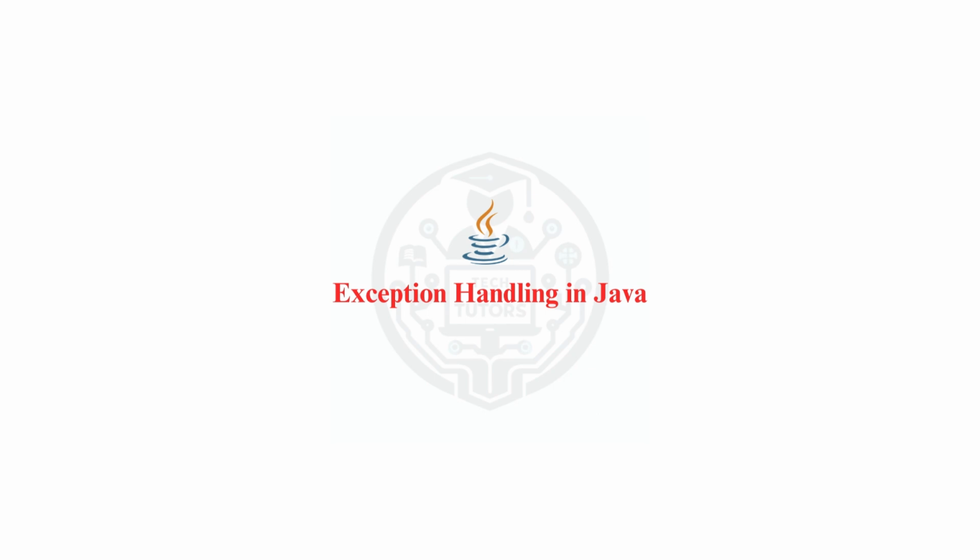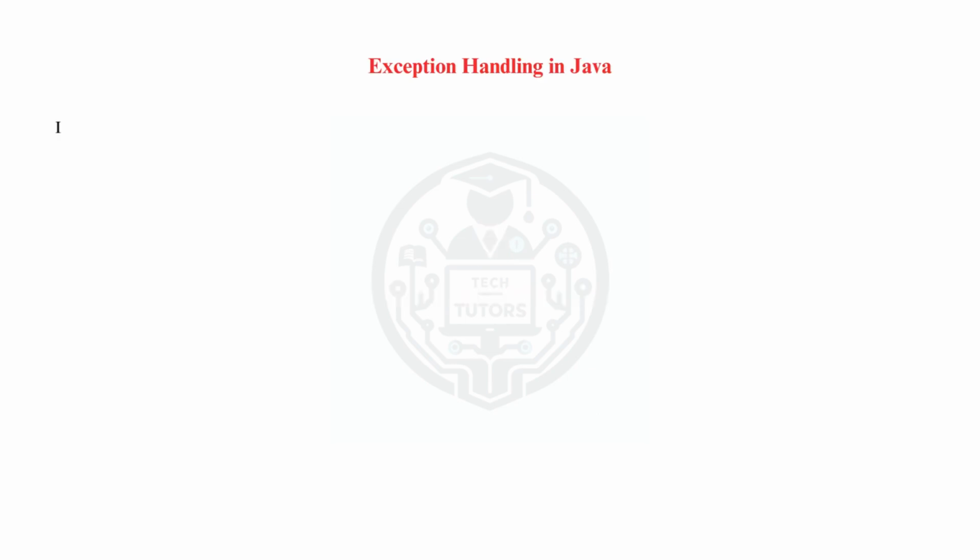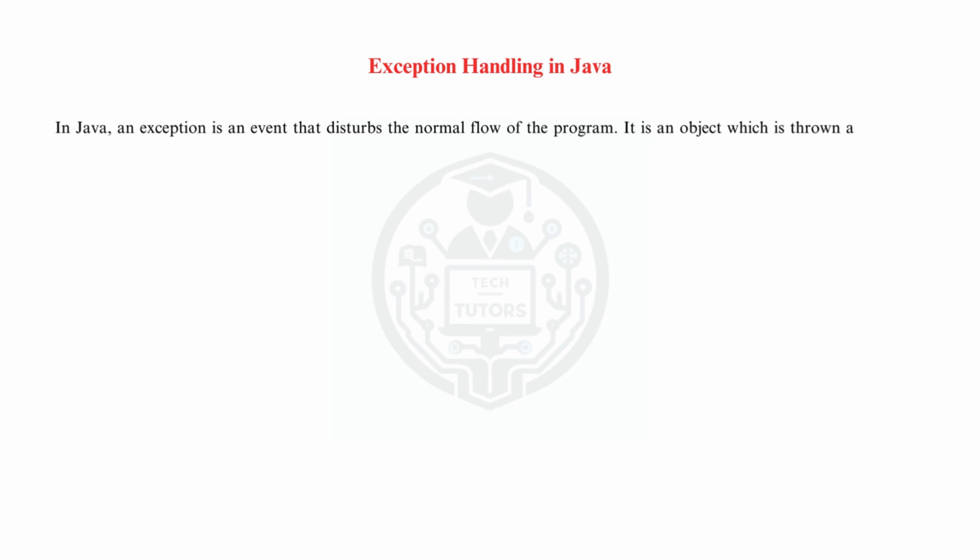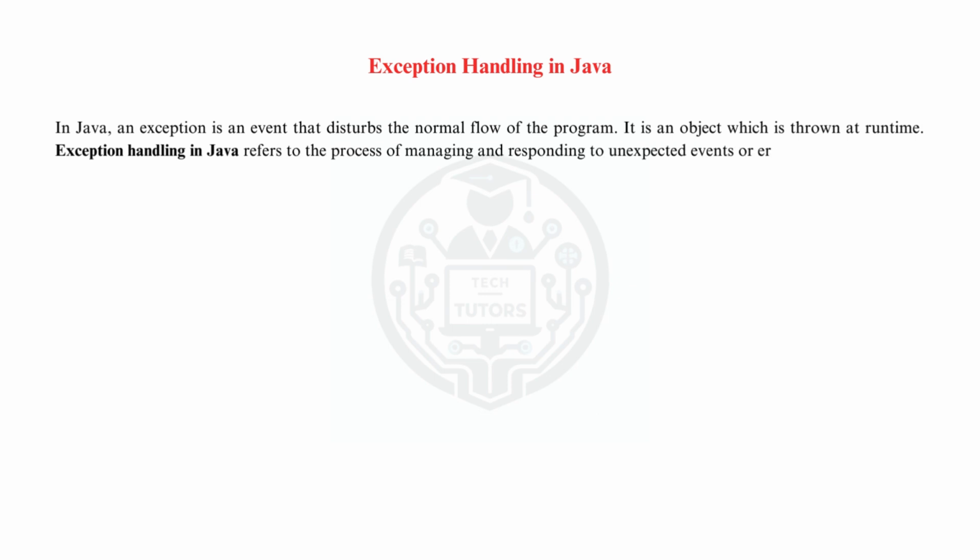Let's explore exception handling in Java to ensure your programs run seamlessly. In Java, an exception is an event that disrupts the normal flow of the program. It's an object thrown at runtime. Exception handling in Java is all about managing these unexpected events or errors during execution.